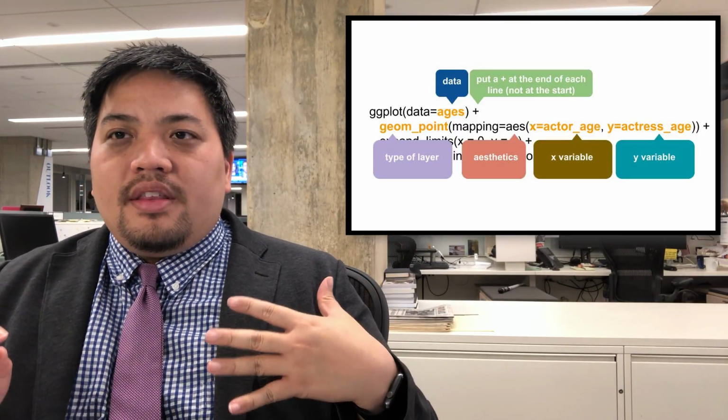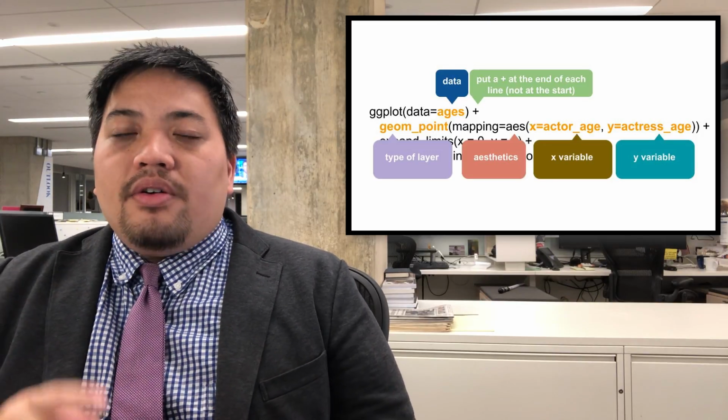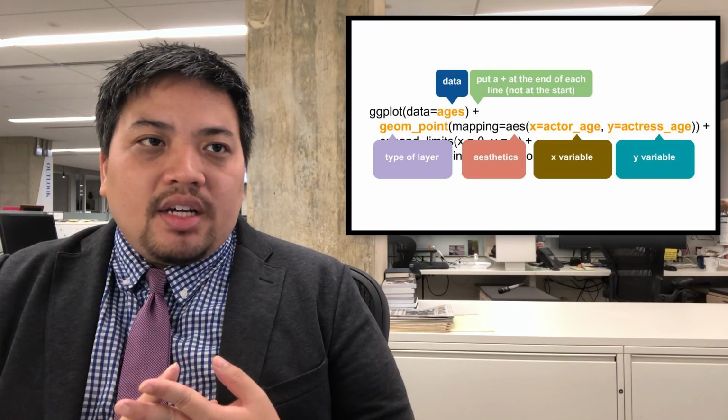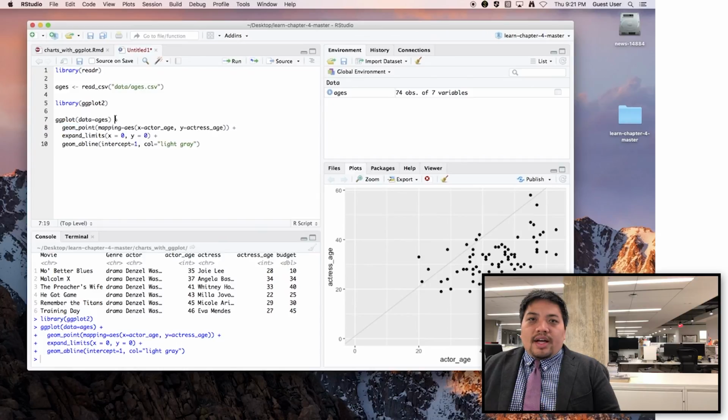And just to break it down even more, what's going on. So you start out with geom_point, which is the type of layer. And you've got the aesthetics, which is represented by aes, and then you pass it the x variable, which is actor age, like I said, and y variable, which is the actress's age. So you'll notice also that ggplot requires a plus between functions, whereas before, with wrangling data, they used pipes.